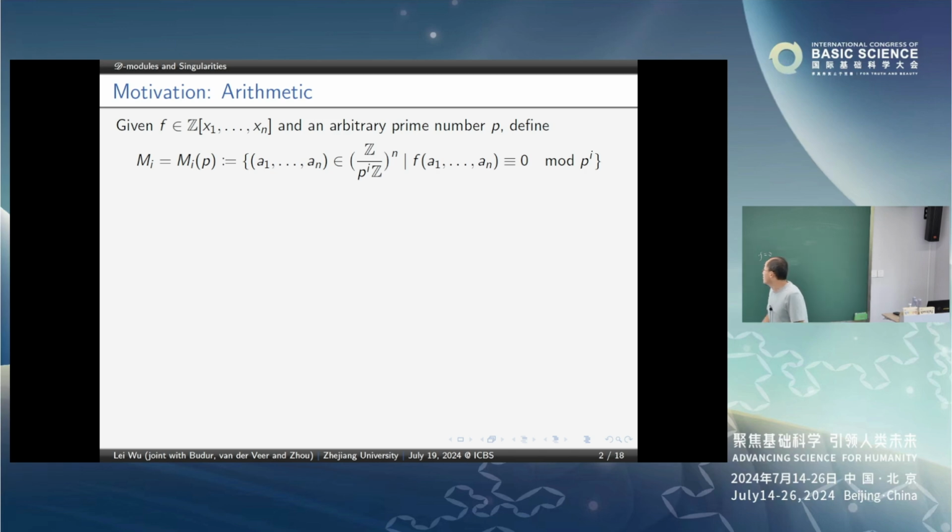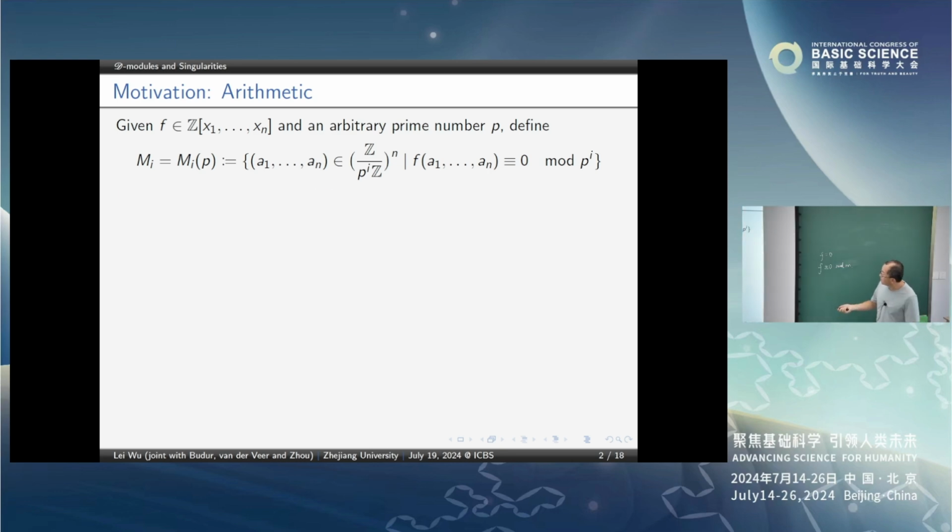So we define M_i to be those tuples such that f modulo p to the power i is 0. Then there are only finitely many solutions, because this group is finite. And then by the Chinese Remainder Theorem, we know if we consider Z_p, then we can solve f equal to 0 mod any m.